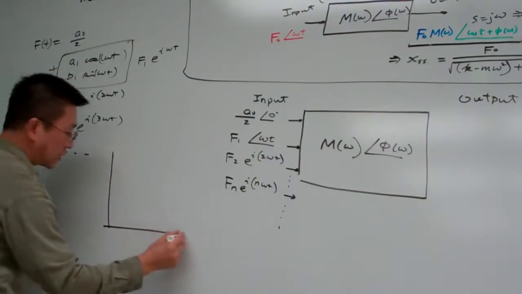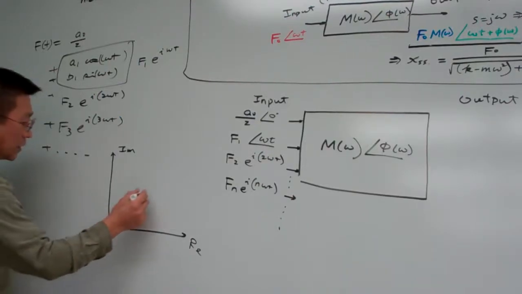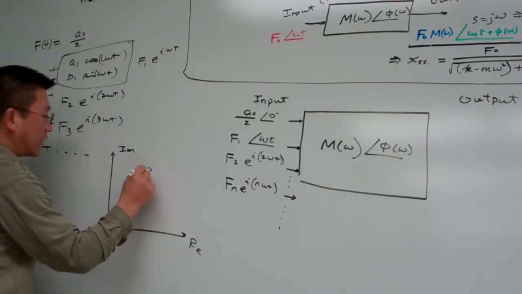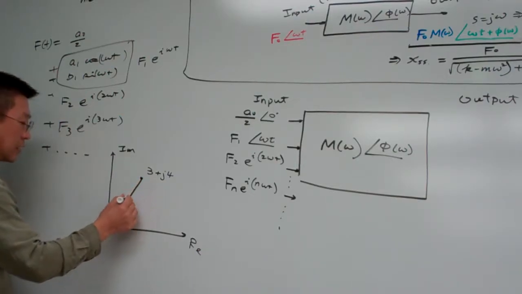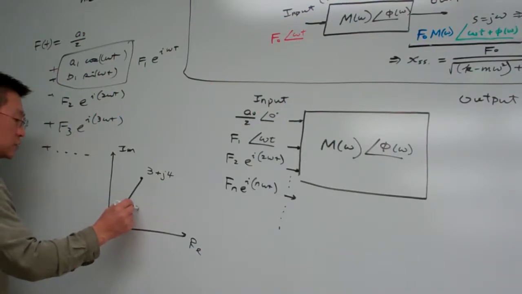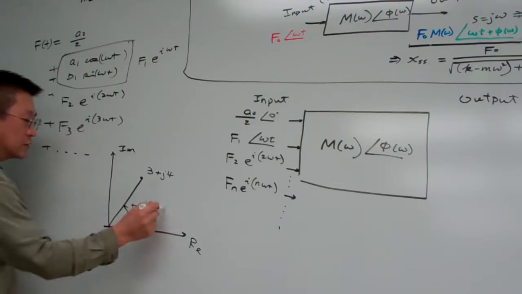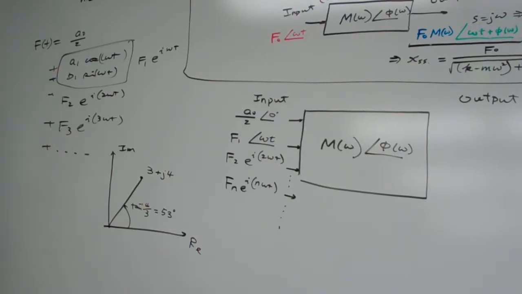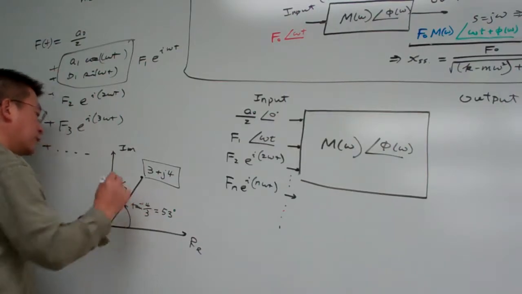Again, if this is our complex plane, let me do this one more time. Say I like these numbers 3 and 4. So if we have a complex number 3 plus j4 here, this complex number has a phase angle equal to arctangent of the imaginary part divided by the real part. I think that is 53 degrees. So for this particular complex number, its magnitude equals 5.